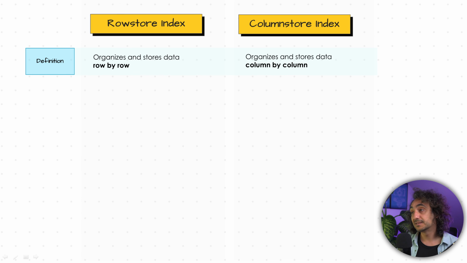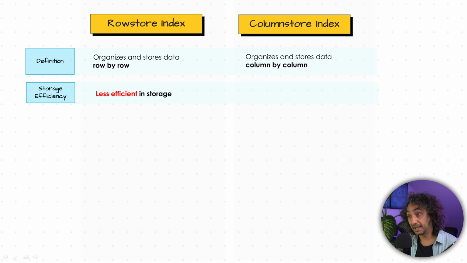But on the other hand, the Columnstore index is going to store the data and organize it column by column, which is really great if you're focusing on a specific column. Now, if you are talking about storage efficiency, the Rowstore index is going to take more space compared to the Columnstore index, because, as we learned, the Columnstore compresses the data, which saves a lot of storage if you have large tables.